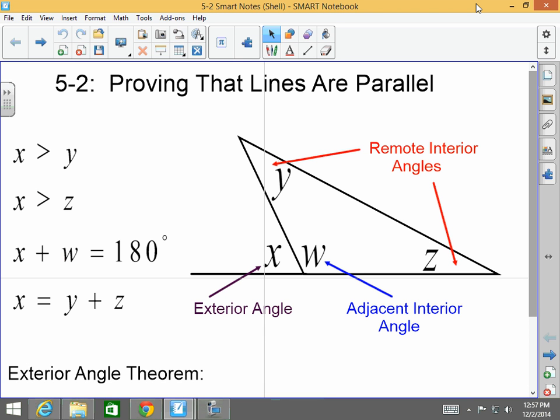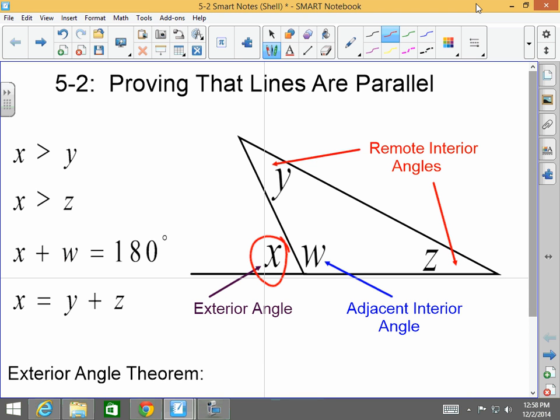In this first figure that we're going to examine, we've got all sorts of angles. We've got this exterior angle, which is x. Okay, that's the exterior angle. Why is it exterior? Because within the triangle are the interior angles, okay? But this guy is outside, so hence it is the exterior angle.